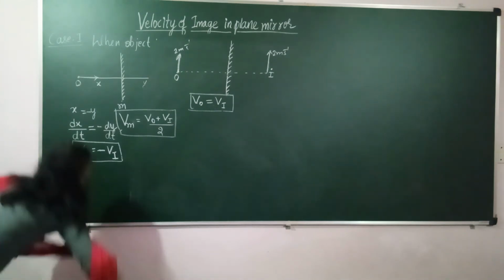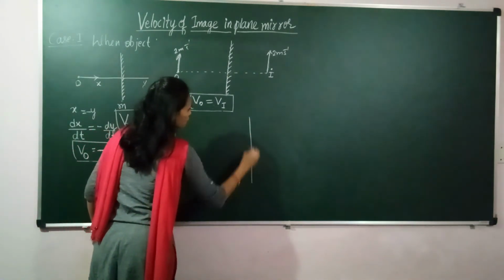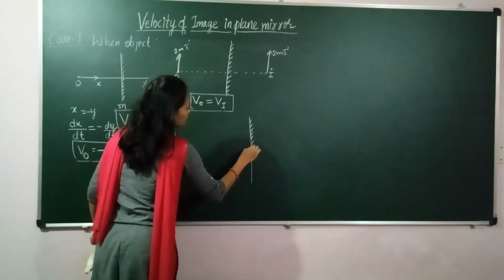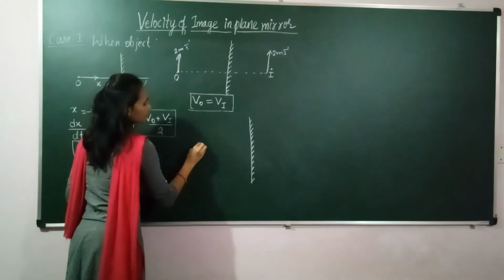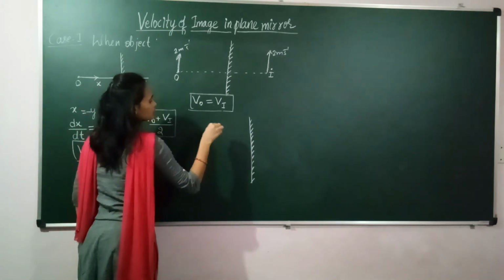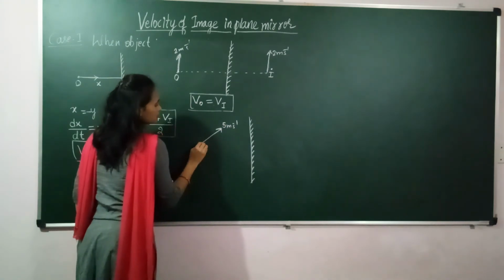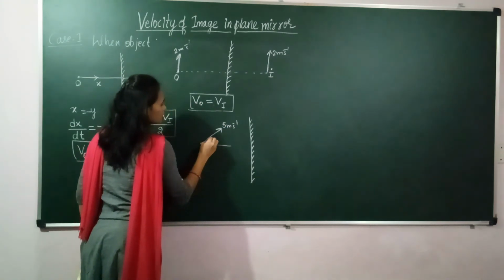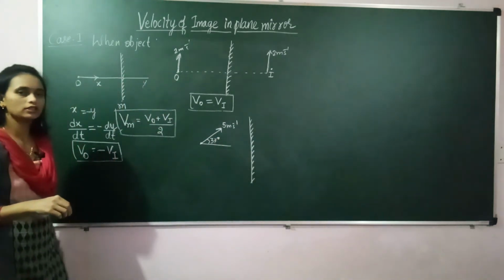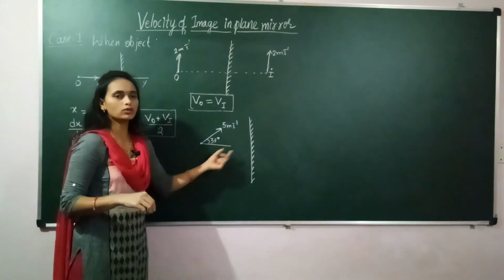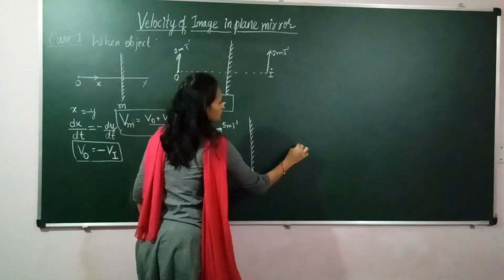So next we will solve the problem. So here if this is your plane mirror, this object is moving like this at a speed of 5 meter per second, and this is making an angle of 37 degree. Now here this object is neither moving perpendicular nor parallel. So in this case how will we find the velocity of the image?